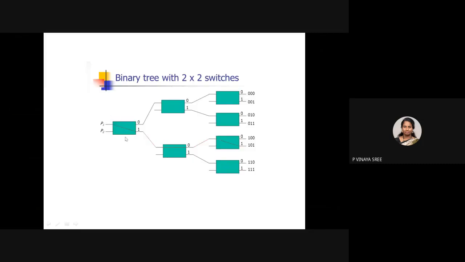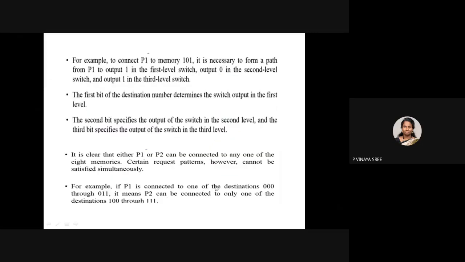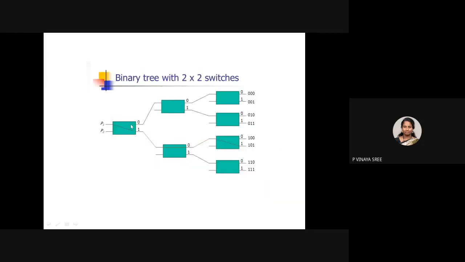Let us consider in this initial stage, processor P1 connected to output 0. So if processor P1, in this diagram it is showing connected to 1, but I am saying an example. If it is connected to 0, according to this, if it is connected to a destination 000, it indicates the first most significant bit is 0. That's the case, I am saying to connect to 0. So if it is connecting to 0, next processor 1 wants to access memory module 1, let us suppose.